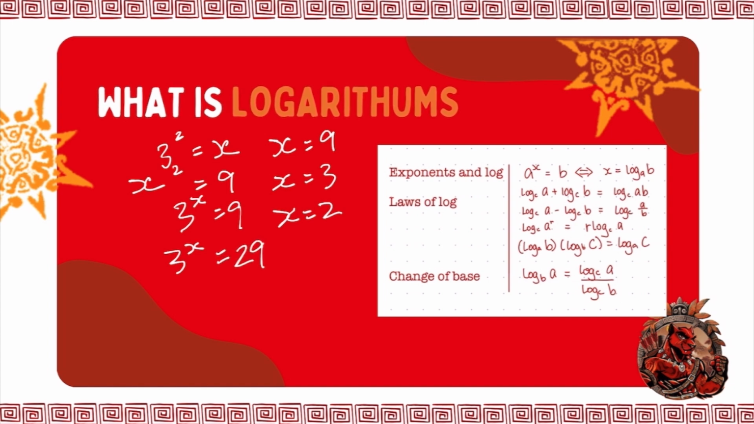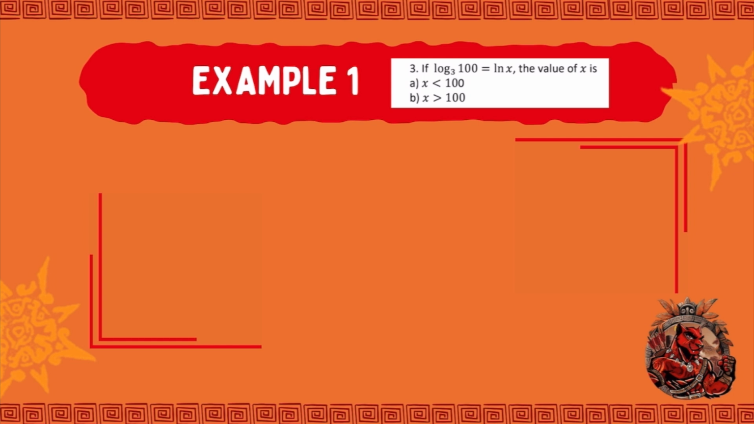If you want to solve for an unknown power, we actually have to convert this into a logarithm. And the way we can do that is we write this as log base 3 of 29 is equal to x. Converting it into a logarithm, we can now solve for x. You're going to plug that into your calculator and you're going to find out that x equals 3.06 something. So I hope you know a bit more about what a logarithm is now, and let's look at some examples.